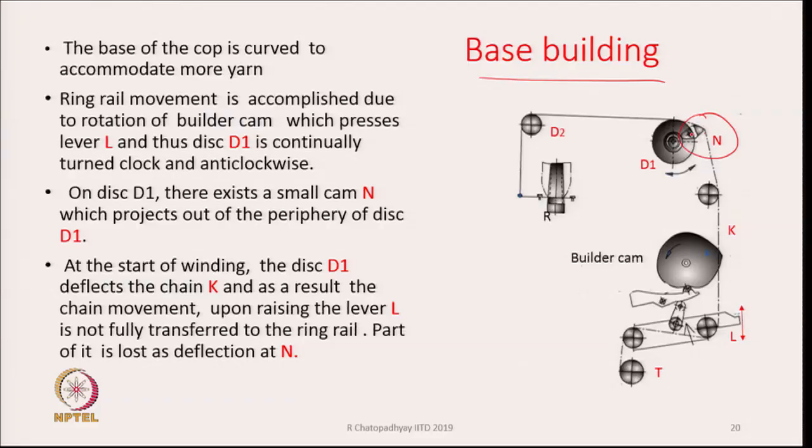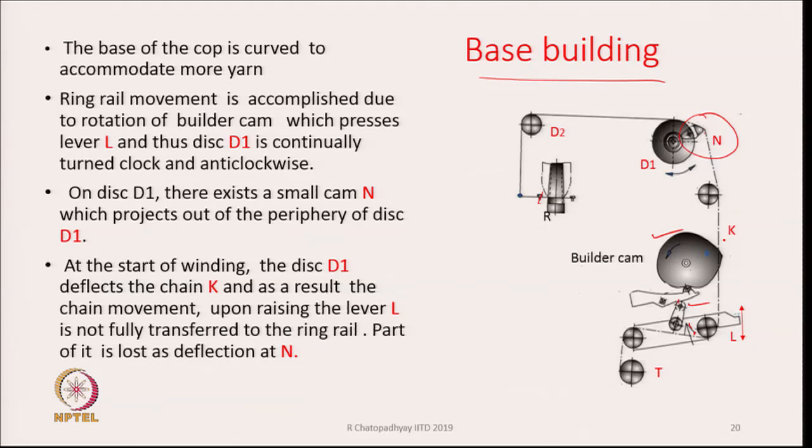Ring rail movement is accomplished due to rotation of the builder cam, as we have discussed earlier. This is the builder cam here, this is the lever, which presses the lever, and thus disc D1 is continually turned clockwise and anti-clockwise. As this cam presses this lever, the chain is pulled, and as a result this is transmitted to the ring rail. This entire chain movement is getting transmitted, as we have discussed earlier.